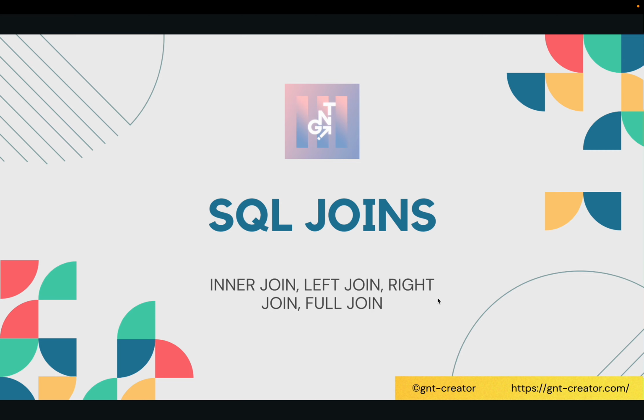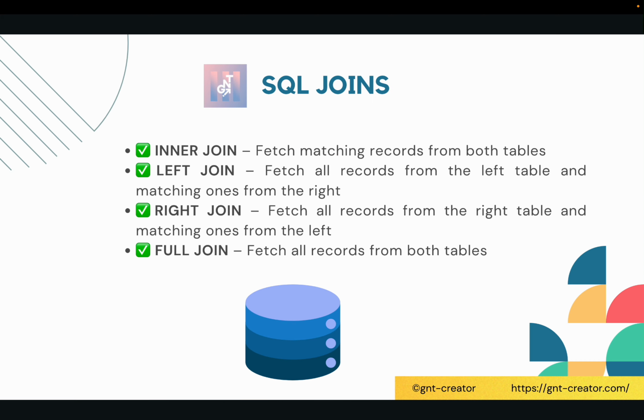Today we will talk about SQL Joins, which help us retrieve related data from multiple tables. In this video, we will cover inner join, fetch matching records from both tables; left join, fetch all records from the left table and matching ones from the right; right join, fetch all records from the right table and matching ones from the left; and full join, fetch all records from both tables.